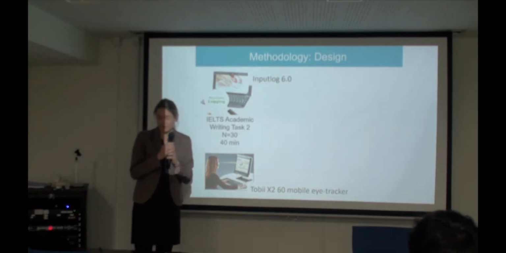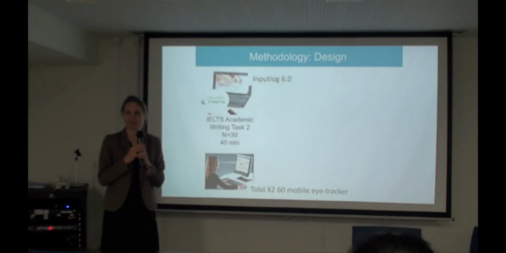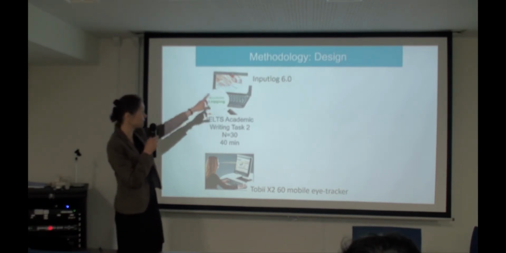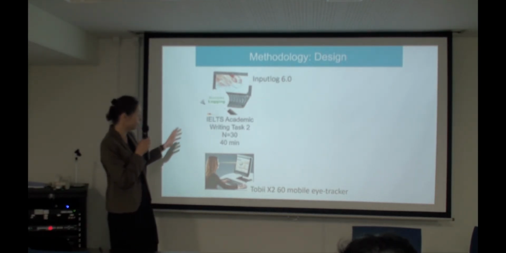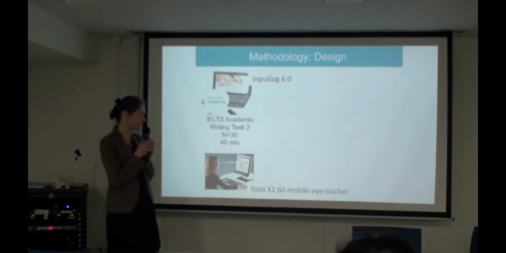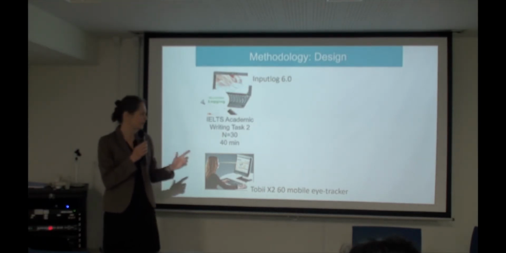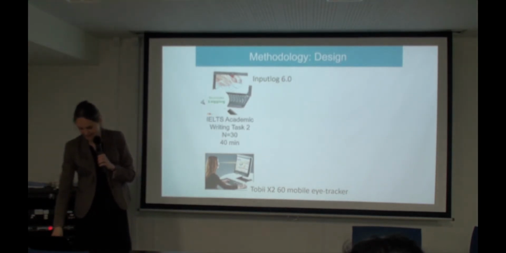So what did we do? They wrote the IELTS academic writing task. I'm not sure whether you're familiar with this test, but if you'd like to study in the UK, this is usually the proficiency test that learners would take. So this was a task that was familiar to our population. While participants were writing, we used keystroke logging software, Input Log 6, to track their keystrokes and mouse movements. And then we had an eye tracker, a Tobii X260 mobile eye tracker, to measure learners' eye fixations. We have a much better eye tracker now, but at the time this is what we had access to.